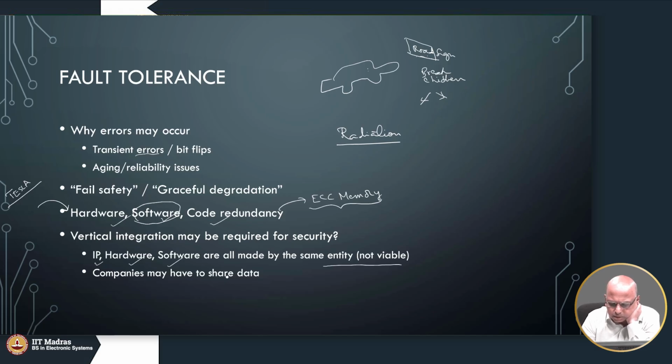But when different companies are working on a project, if you want to achieve the same effect as vertical integration, there must be free flow of information between companies. They must be honest in sharing the data. That is the problem.